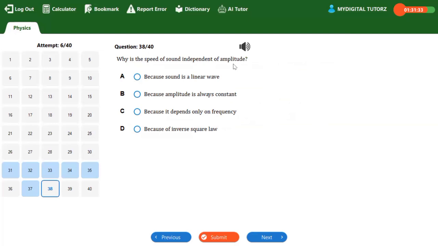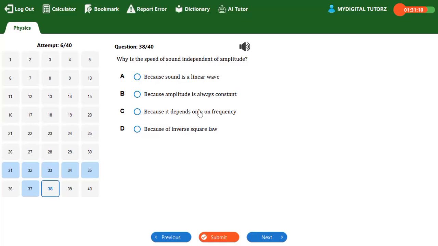What is amplitude? That is the maximum displacement of a body from its equilibrium position. Is that correct? So option A says because sound is a linear wave, and B, because amplitude is always constant. No, it's not constant because it depends only on frequency.